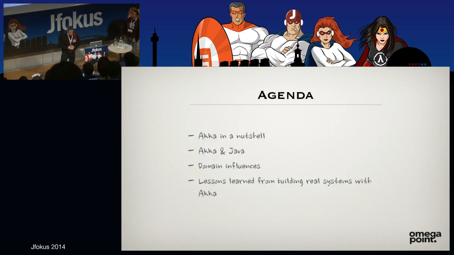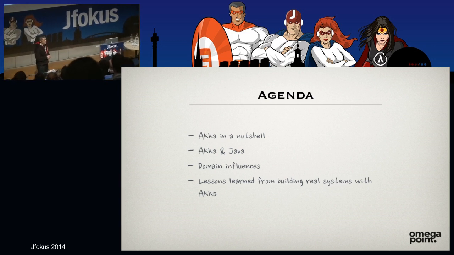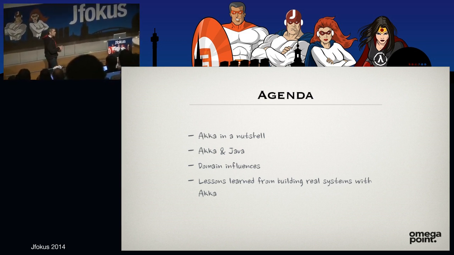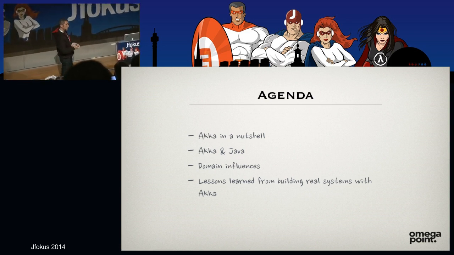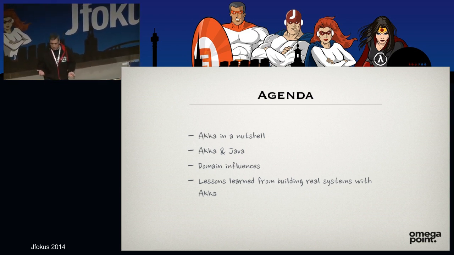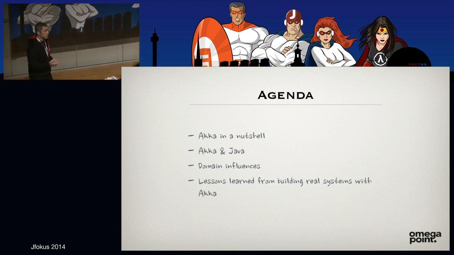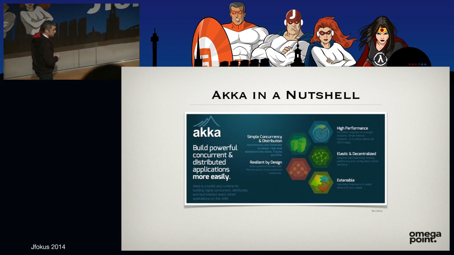So, a little bit about what we will be talking about today is we will give a short explanation about what Akka is, just so everybody has a common foundation of information to reason about. And we will look at and reason about Akka and the Java APIs and the Scala APIs too. And we will look at how domain requirements may affect how you design your code when you're building systems with Akka. And basically most of the things that we will be talking about today is based on lessons learned from building real systems with Akka.